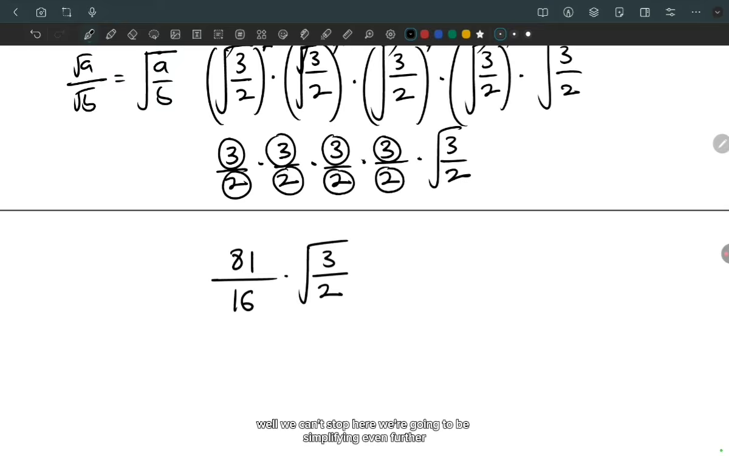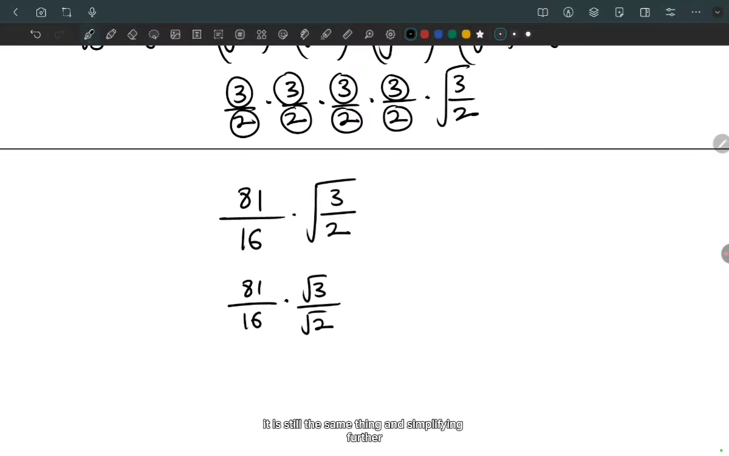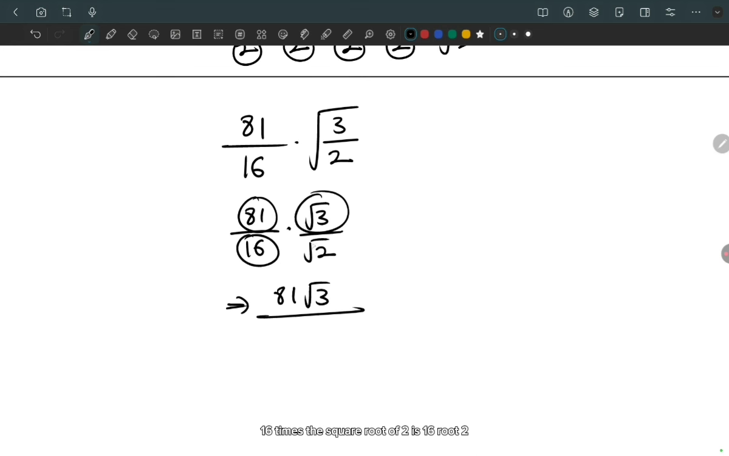Well, we can't stop here. We're going to be simplifying even further. Well, we can bring this back. So this is 81 all over 16. We can write this as the square root of 3 all over the square root of 2. It is still the same thing. And simplifying further, we have 81 times the square root of 3 gives 81 root 3 all over 16 times the square root of 2 is 16 root 2.